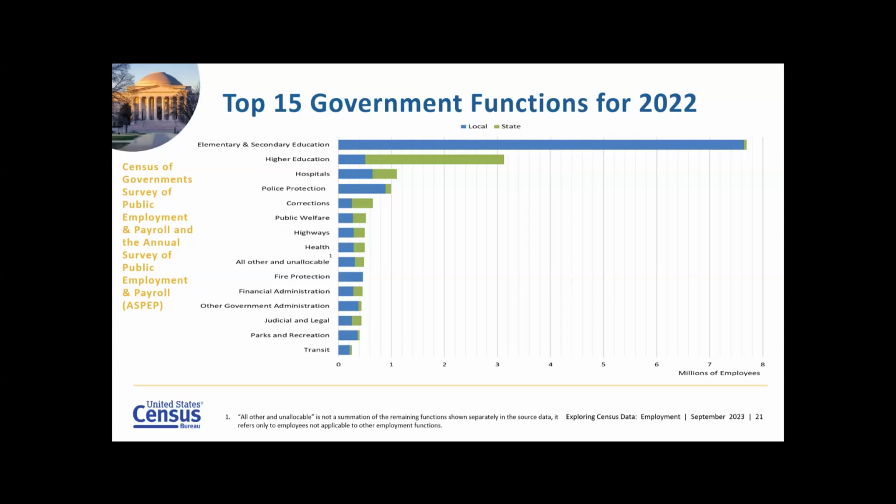Some other interesting ones are fire protection, which is entirely local level, that only occurs at the local level. Also point out transit, which is a function that doesn't have as many employees and is something that governments don't tend to focus as many employees and resources on.